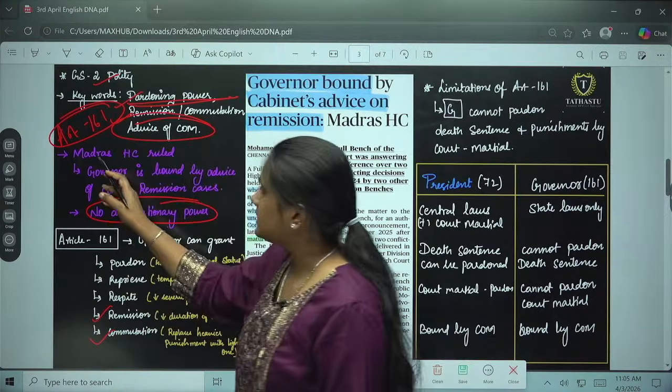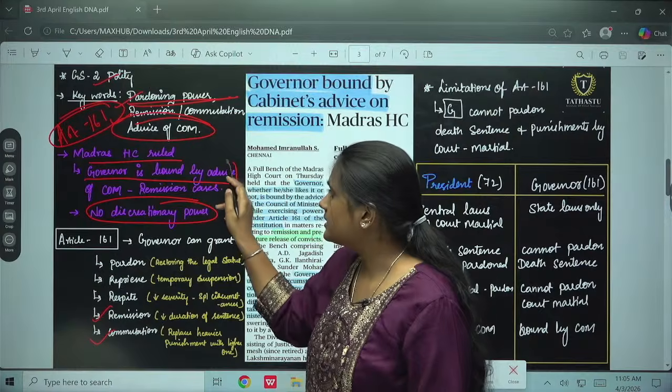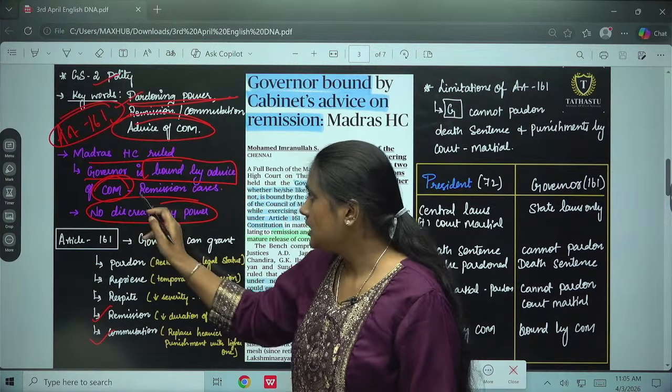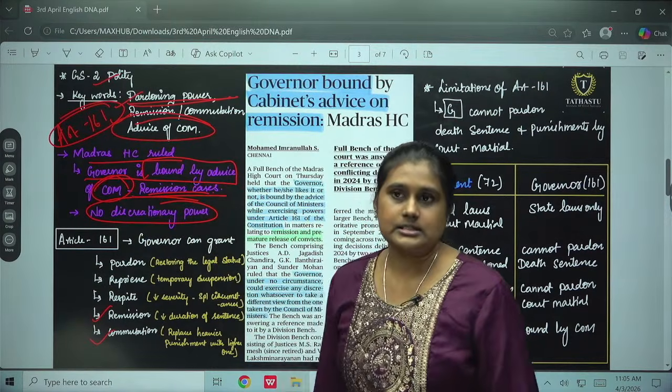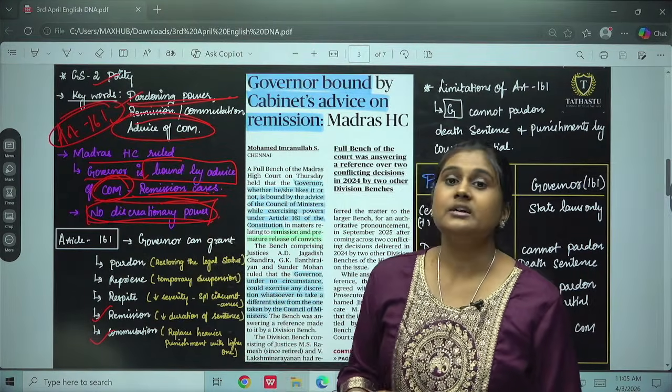Okay, so the context of this news is that the Madras High Court ruled that the governor is bound by the advice of the Council of Ministers in remission cases. And also there is no discretionary power, as we have discussed.